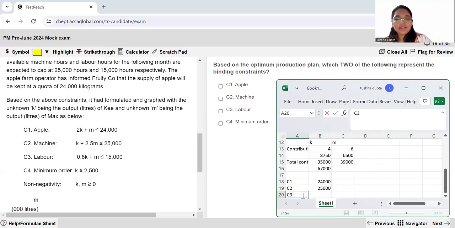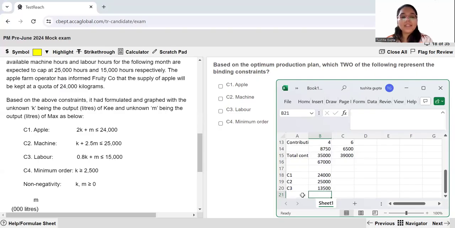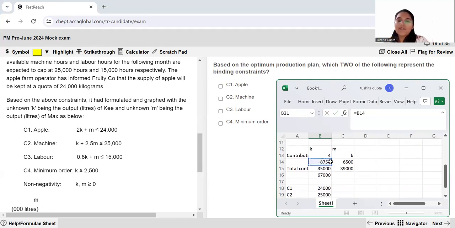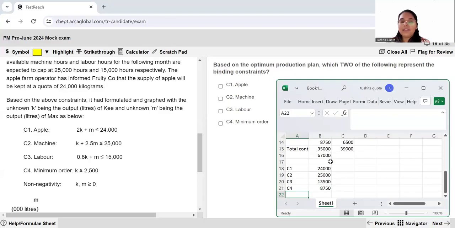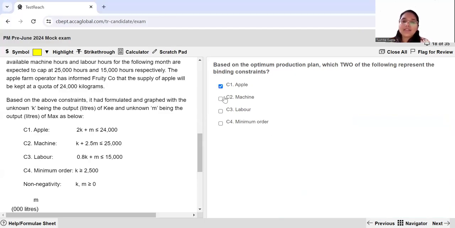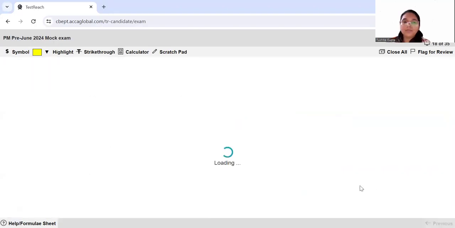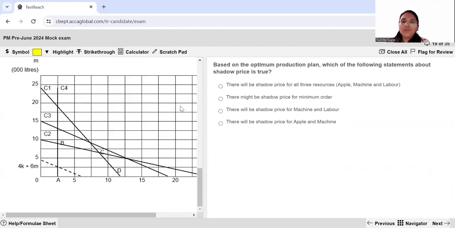Then let's talk about C3. C3 is 0.8K plus M over here. That gives 13,500, and the maximum that you have allowed is 15,000. So you're way below that. So this is not a binding constraint. C4, let's evaluate that as well. Minimum order, your K should not be less than 2,500. If you see your K over here is 8,750. So you're well within the limit. So your two binding constraints are C1 and C2. Let's move to the next question.